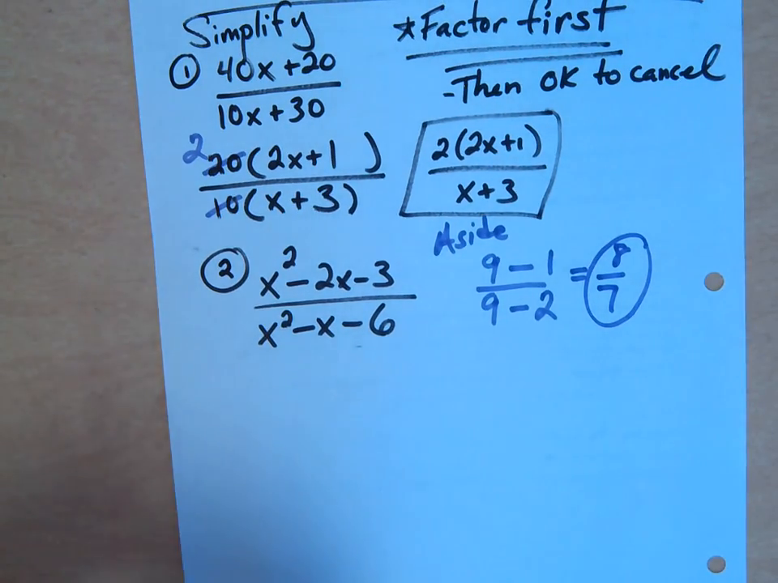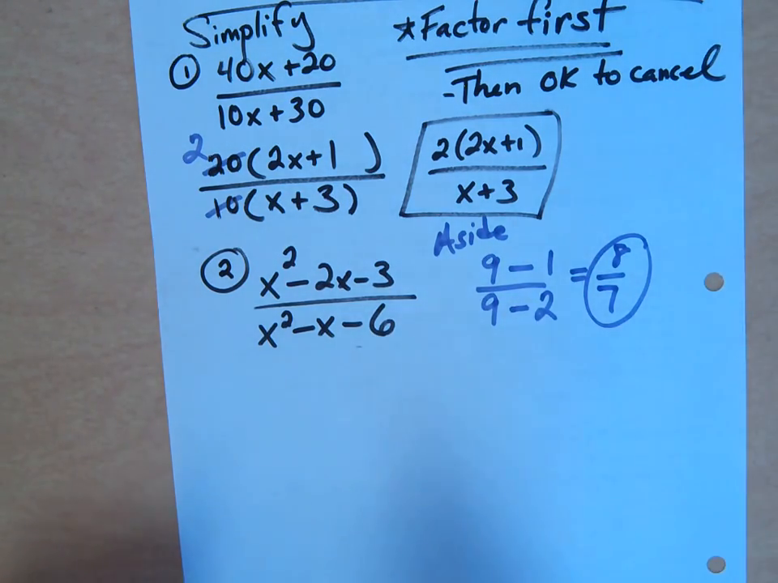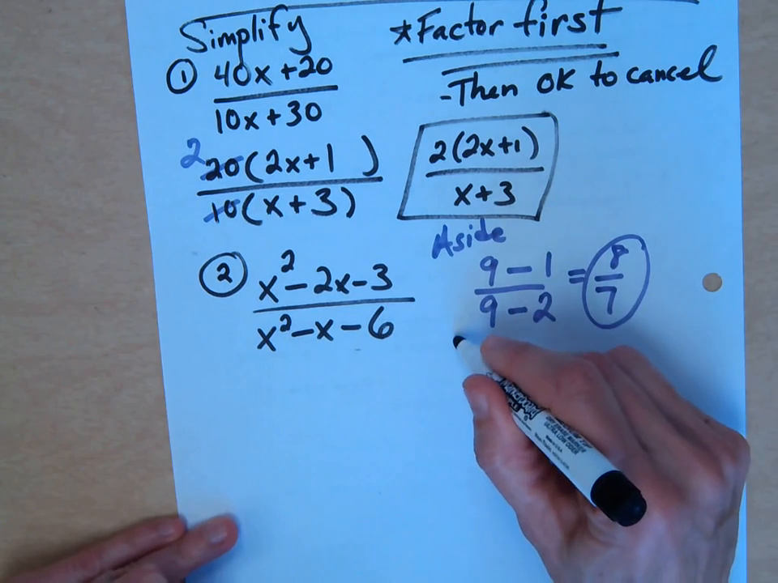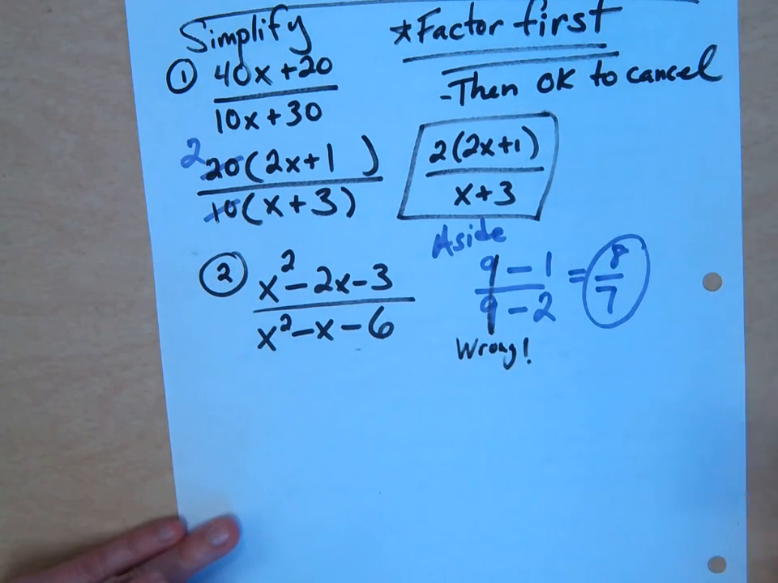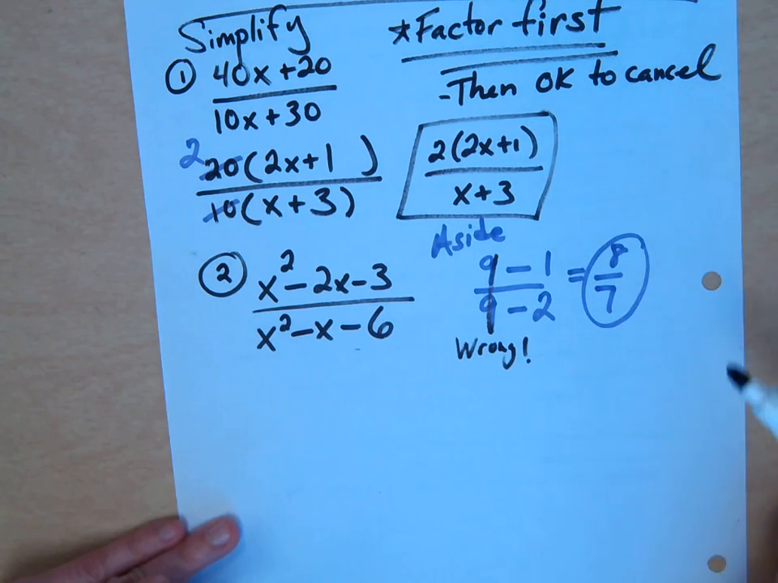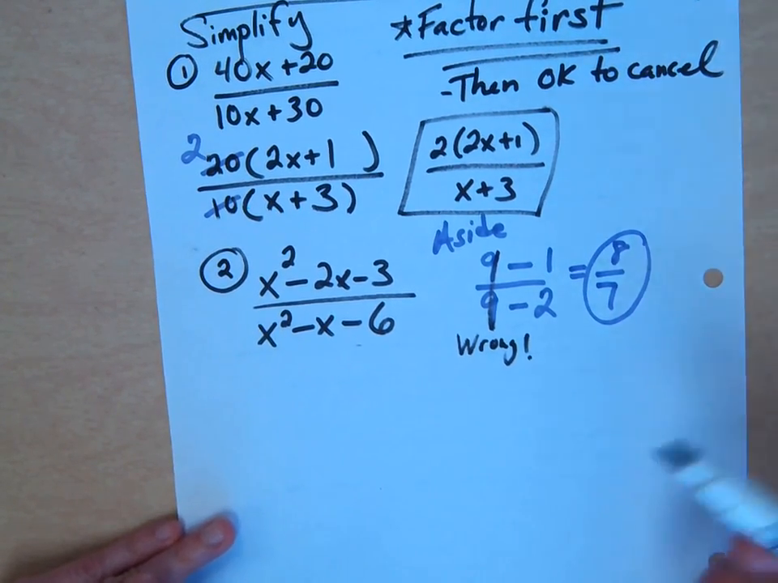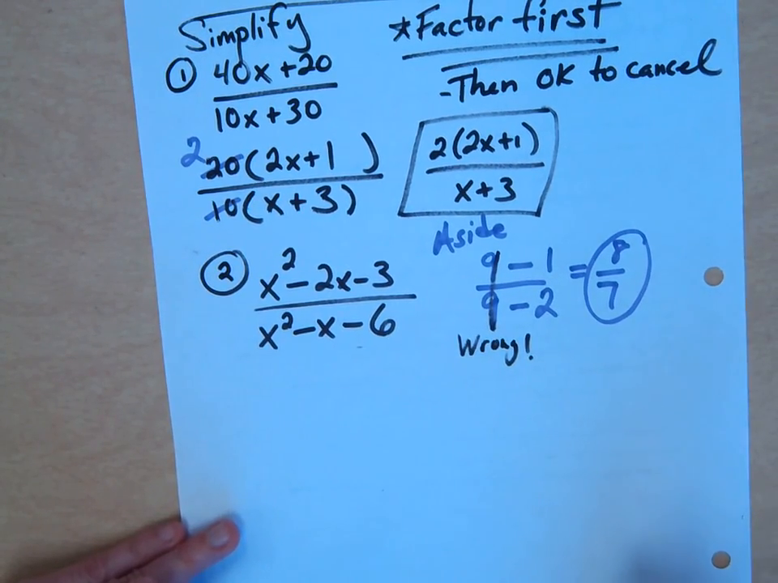Let's see what happens if we just cross off these 9s. Oh, there's a 9 on top and the bottom. I just want to cross them off. This is the wrong thing to do. Do you see how, oh, it's a half. It's equal to negative 1 over negative 2, which is a half. No, it's not. It's equal to 8/7. So that's the reason you cannot just go crossing things off just because it looks like you can.